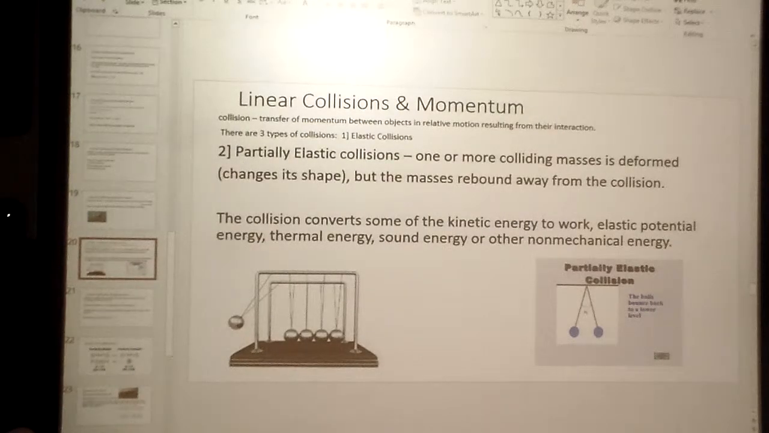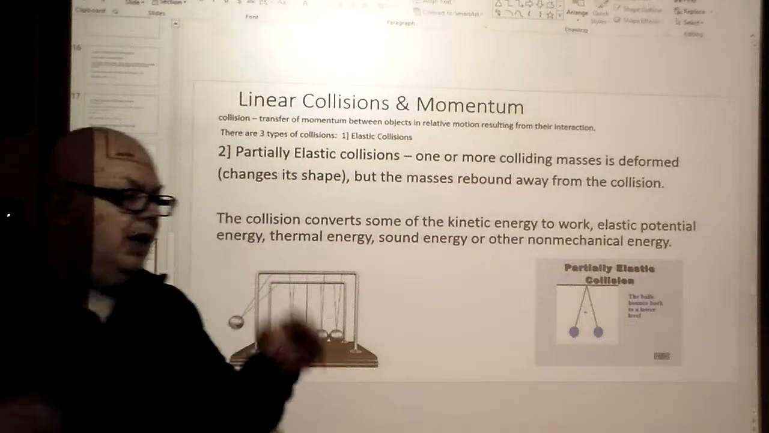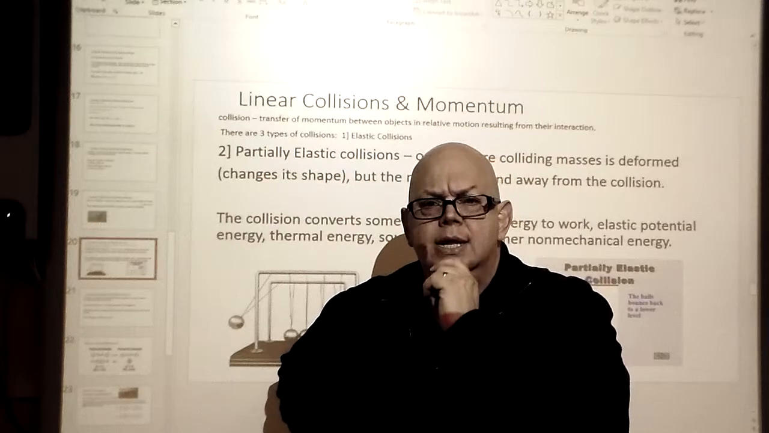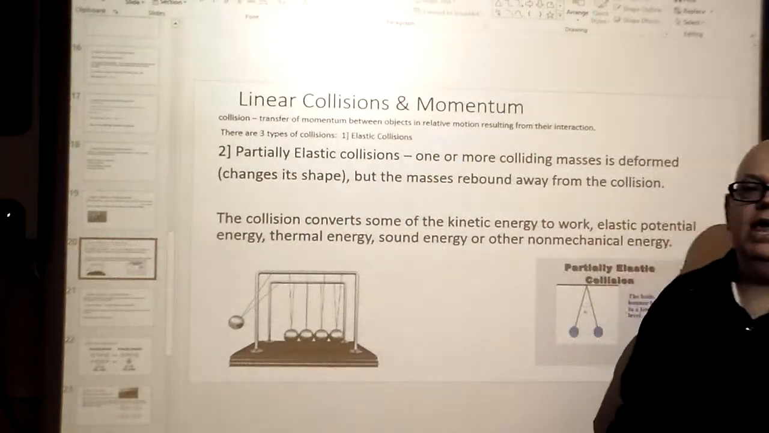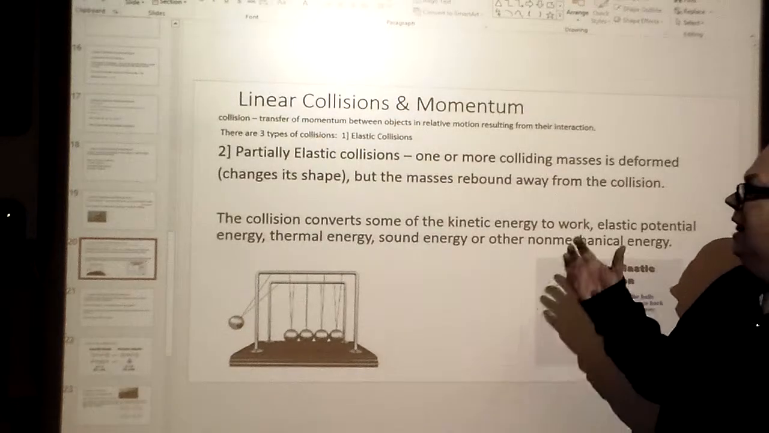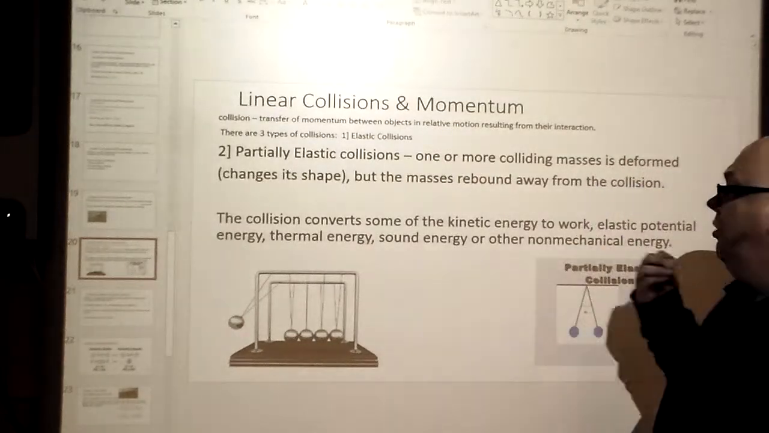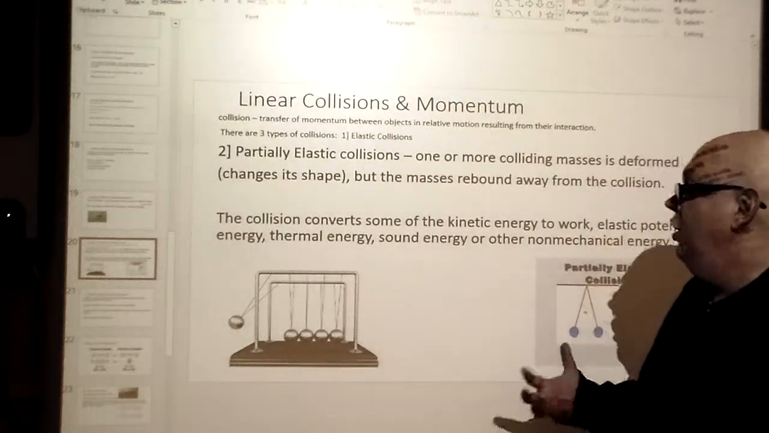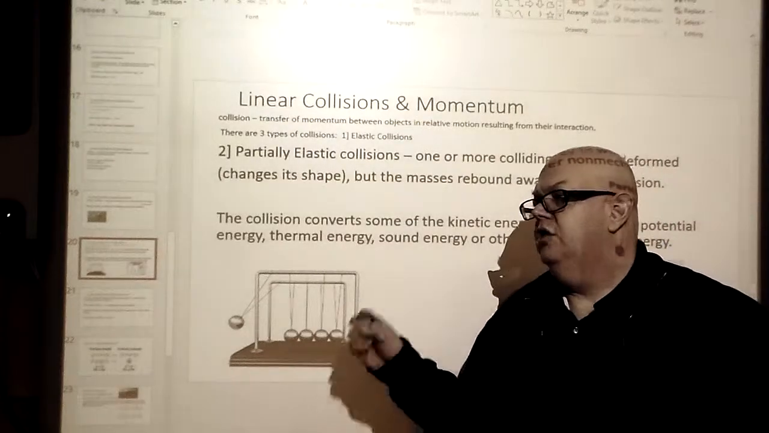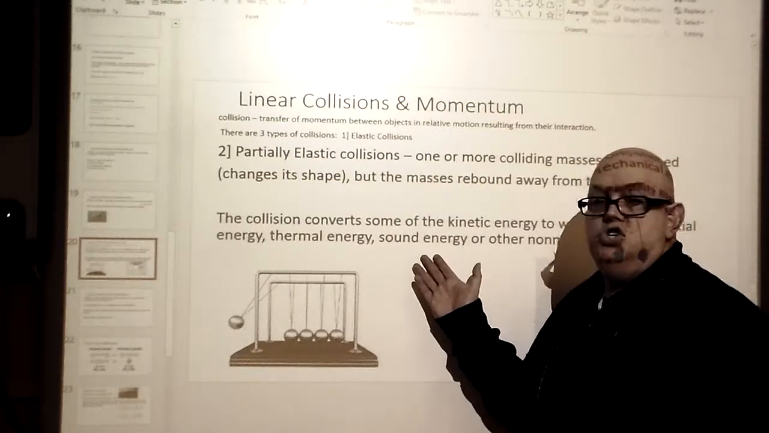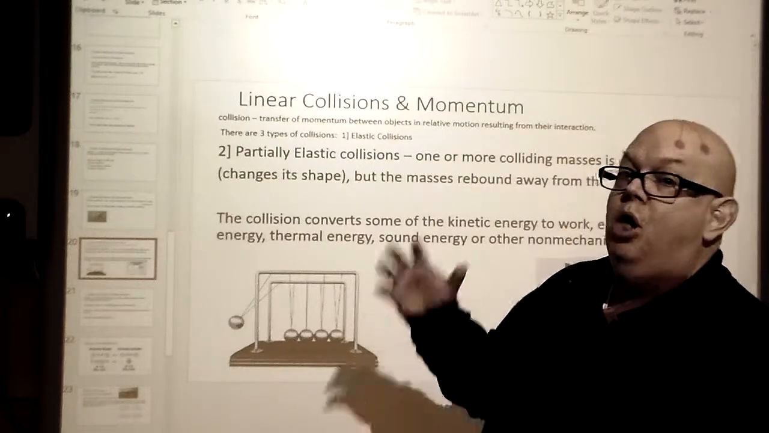Partially elastic collisions: the things that crash into each other can deform in shape, but the masses rebound away from the collision. So you can think about bouncing a basketball on the court, or how about a baseball being hit with a bat, or a softball being hit with a bat? Those you could say are partially elastic collisions. There is a loss. Some of the kinetic energy goes to work, elastic potential energy, thermal energy, sound energy, or other non-mechanical energy. So there are some things that are being lost. They're not lost in the sense of being gone for good and useless, but they change into other kinds of energy, like thermal energy or sound energy. Think about the bat hitting the ball, the basketball hitting the floor.